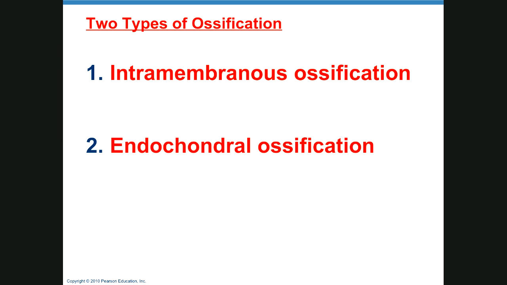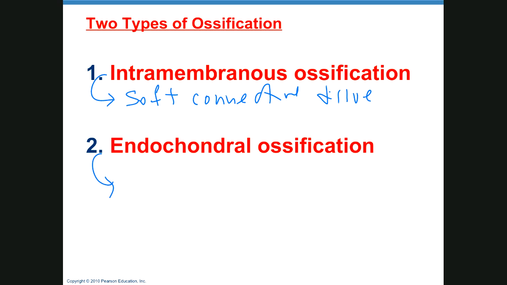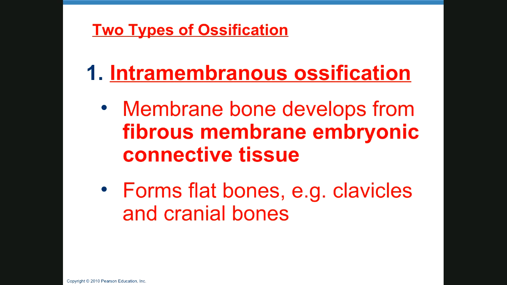Intramembranous ossification is going to use a soft connective tissue that will be ossified. And we're going to cover both in just a second. The bones made by intramembranous ossification will be different from the bones made by endochondral ossification. Endochondral ossification is going to use hyaline cartilage to make bone. So we're going to compare and contrast both mechanisms.